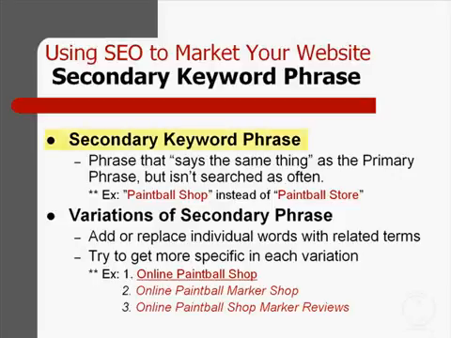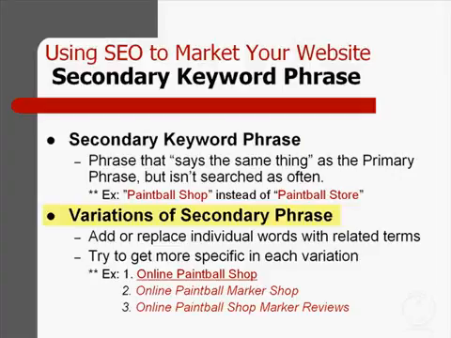Next, you want to develop your secondary keyword phrase and its variations. And this is a phrase that basically says the same thing, but isn't searched as often. So for example, when we were looking at the Google applications, we found that people said paintball shop in place of paintball store. So online paintball shop would be an excellent secondary phrase. This says the same thing as online paintball store, but caters to a specific audience that calls shop stores, or vice versa. And secondary keyword phrase variations work the same as the primary.